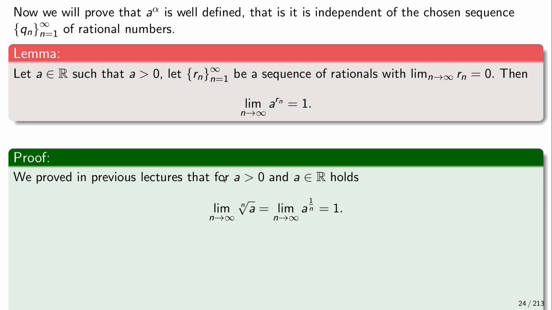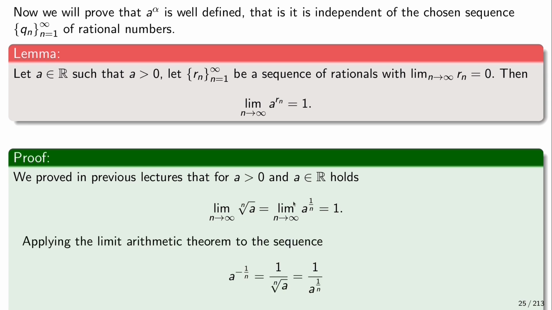What we've proved in previous lectures is that for positive real a, the limit of the nth root of a is 1. Review the relevant lecture if you're not familiar with that. Basically, we're going to rely on this result. The same idea can be applied to a to the power of negative 1 over n, so by the limit arithmetic theorem, it follows that the sequence also converges to 1.